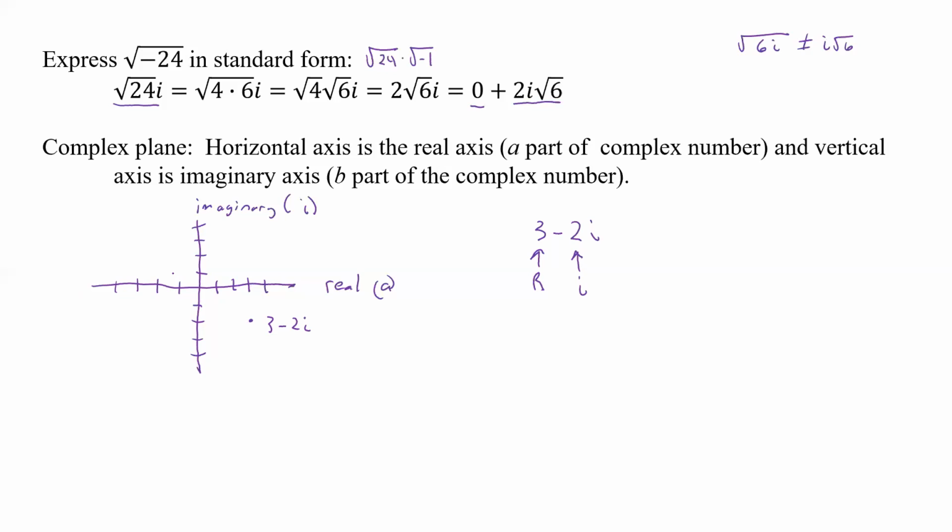And we could plot many, many points on here. You know, we could plot maybe a -2 plus 4i, or a -3 minus 4i, or a 3 plus 1i, or just i. So you can plot anything on this plane. Okay, so let's plot a few. I'm going to plot both of these on the same plane, so I don't have to draw two.